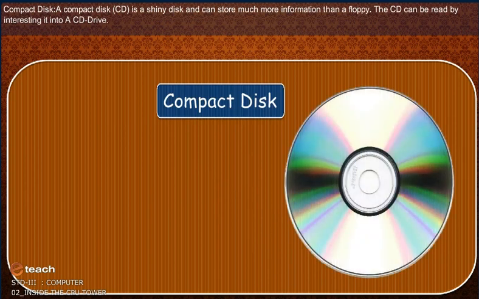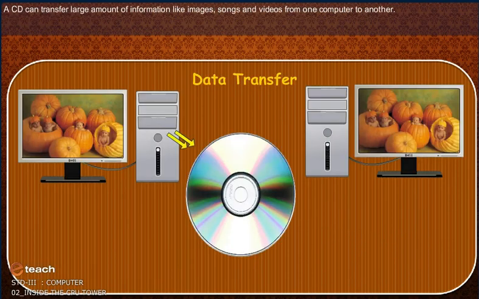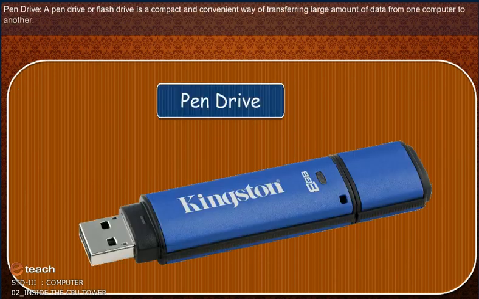Compact disk. A compact disk or CD is a shiny disk and can store much more information than a floppy. The CD can be read by inserting it into a CD drive. A CD can transfer large amount of information like images, songs and videos from one computer to another. Pen drive. A pen drive or flash drive is a compact and convenient way of transferring large amount of data from one computer to another.